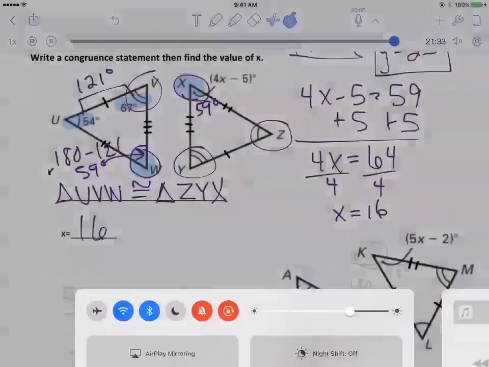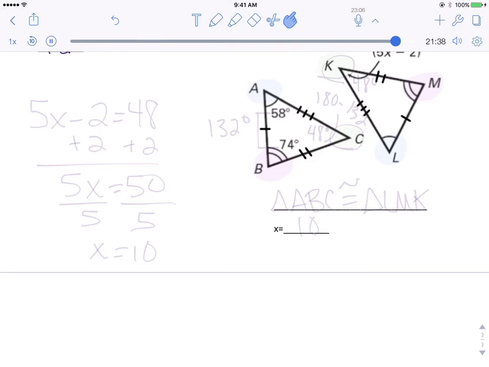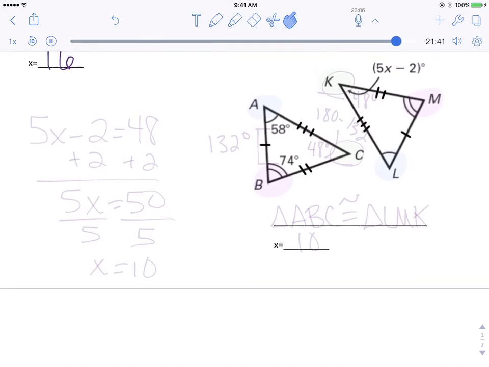All right, and in our last example, very similar to the last problem. Again, we have our congruent markings where we can see that angle A is congruent to L, and angle B is congruent to M, and that would leave us with angle C congruent to K. So when we write our congruent statement, we can write triangle ABC is congruent to triangle LMK, matching up those angle measurements.